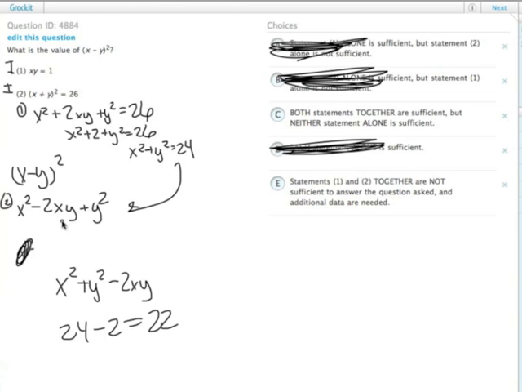Now, as soon as you realize you could solve it the rest of the way, that's the point where you stop on the GMAT and keep going on to the next question. But I don't have that pressure on me, so I just wanted to show you how that would work. The two statements in conjunction are sufficient, so it's answer choice C.